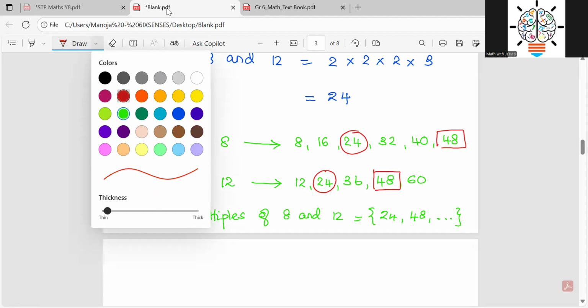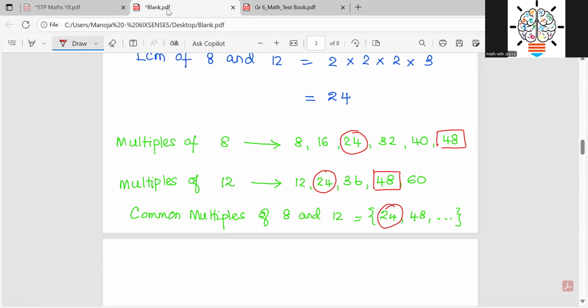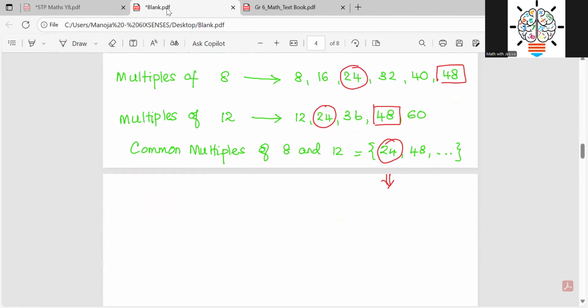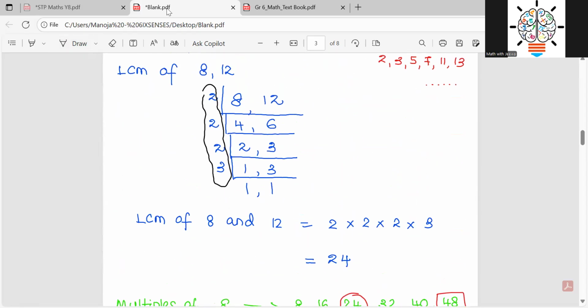Now you can see that 24 is different. Why is 24 different? What is the reason? Out of the common multiples, this is the lowest common multiple. That is LCM. We get the same answer, 24, when we do this. Hope it is clear for all of you.